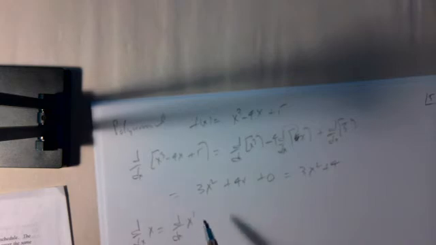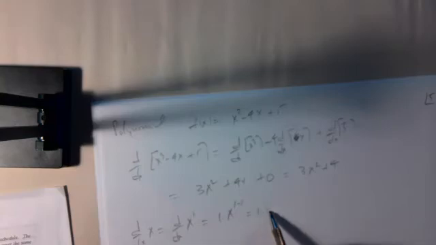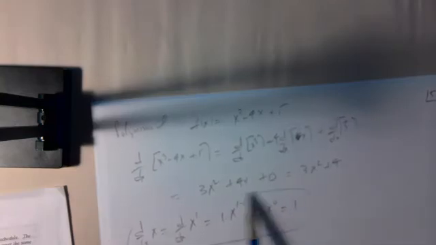Right? Why is the derivative of x equal to 1? Well, x is like x to the first power. So this is 1 times x to the 1 minus 1 by the power rule. That's 1 times x to the 0. X to the 0 is 1. This is 1.